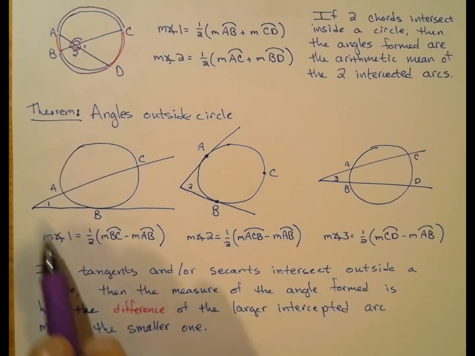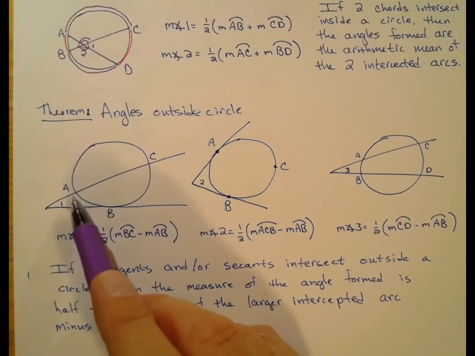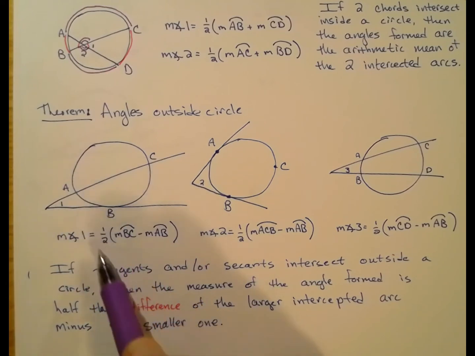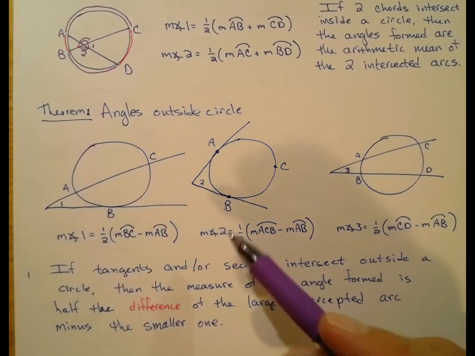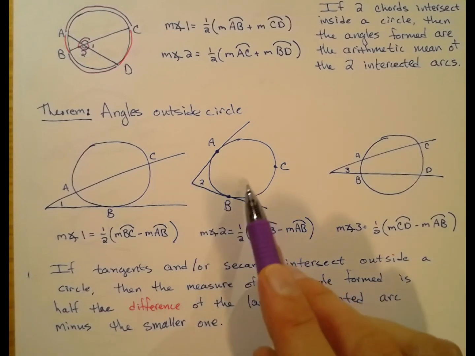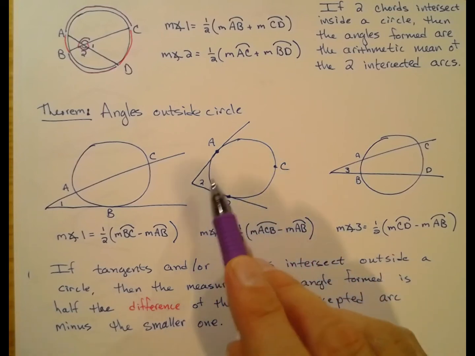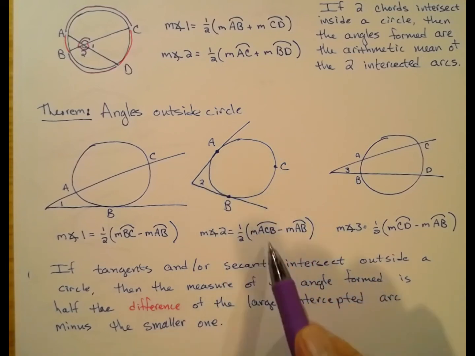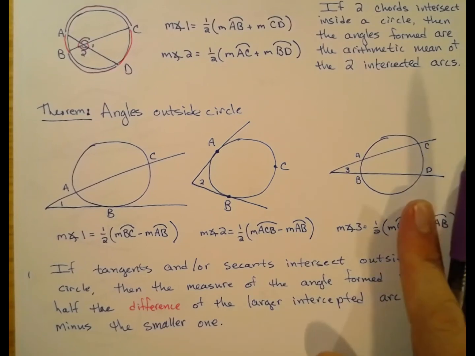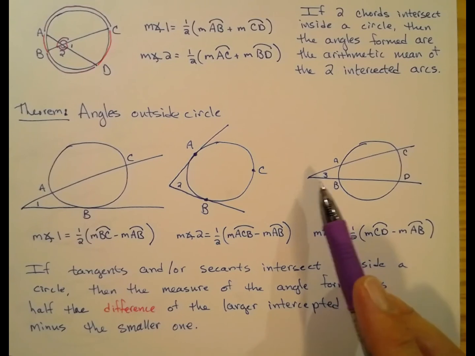So the measure of angle 1 here, we're going to take the larger intersected arc, subtract the smaller intersected arc, and take half of it. And this is with one tangent and one secant. Here in situation number 2, we have two tangents. The measure of angle 2 here is the larger arc measure minus the smaller arc measure, and then divide by 2.